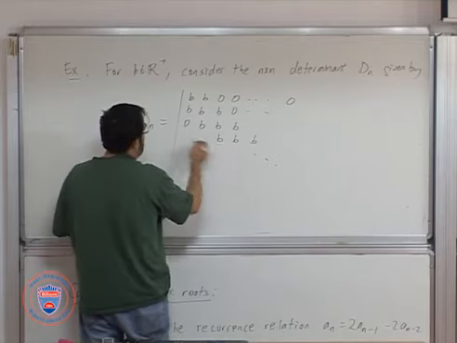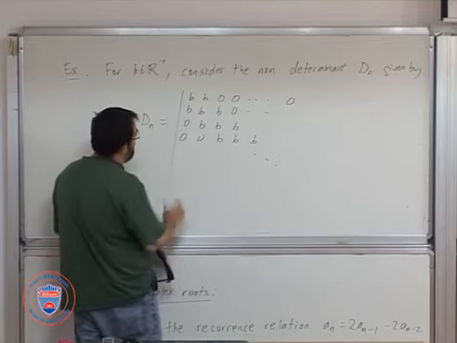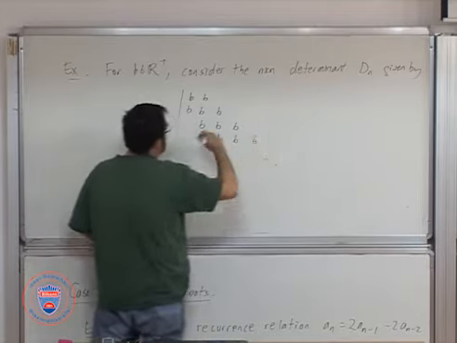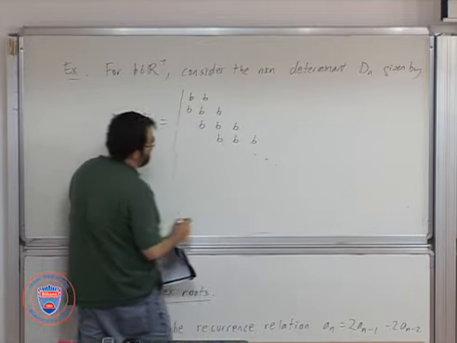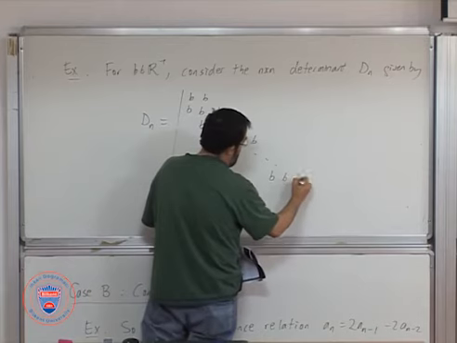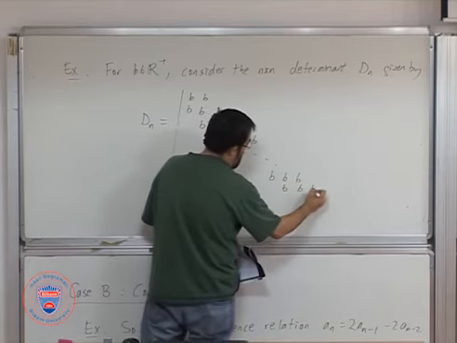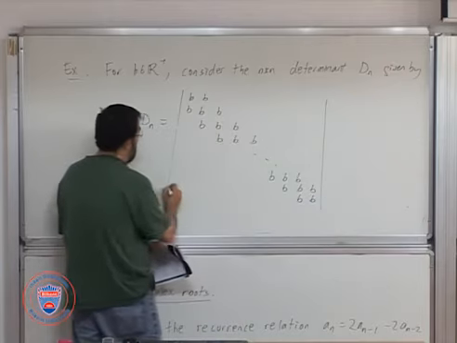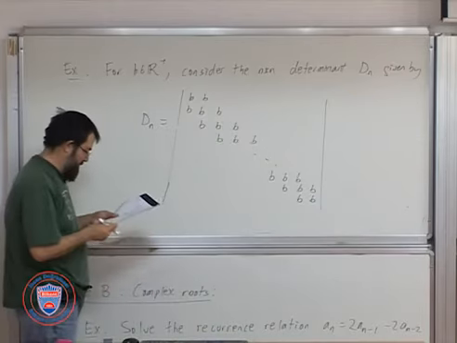Anywhere I didn't put any number is 0. So let me now put them. Anything that I didn't put is 0. And then you continue. And the last one is again b, b. That's kind of weird.